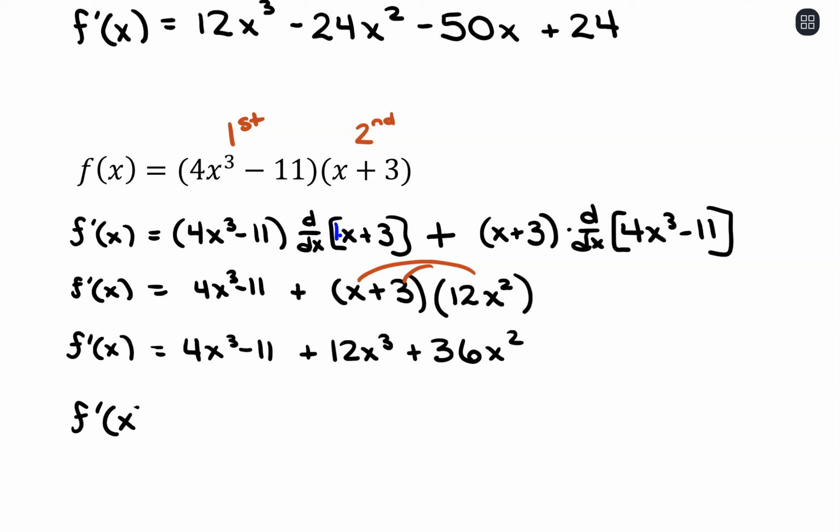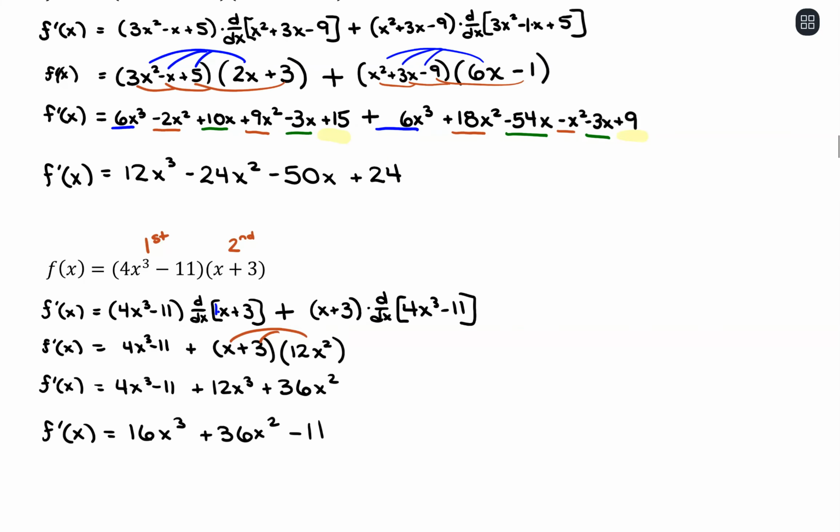Oh, yeah. And then combine like terms. So 4 plus 12, so that'll be a 16x cubed. And we'll have a plus 36x squared. And then minus 11. All right, that's our product rule.